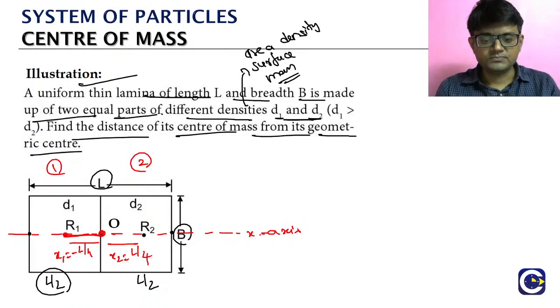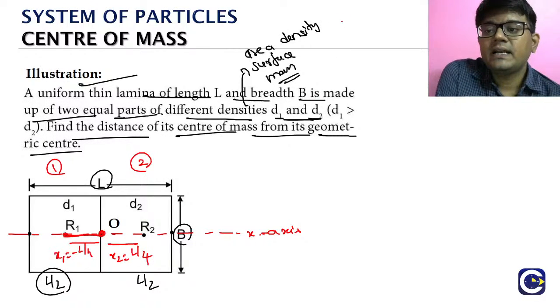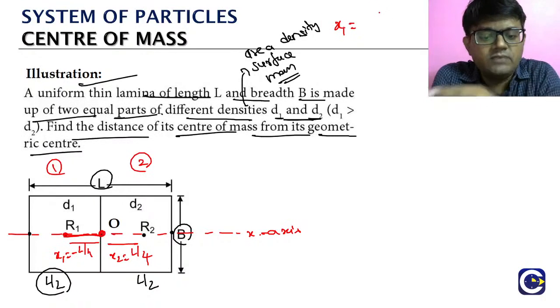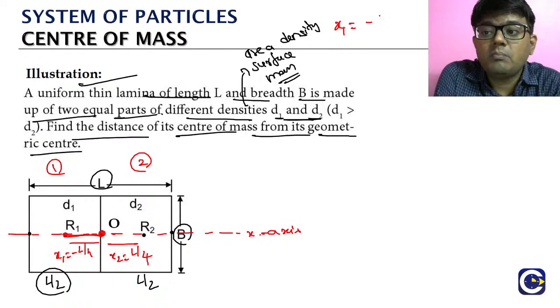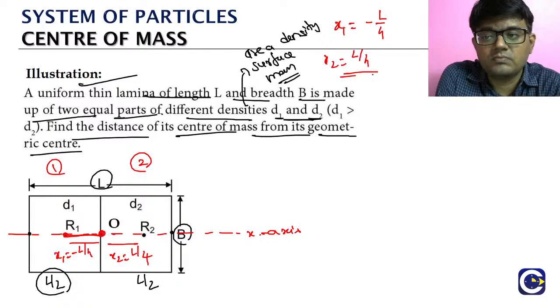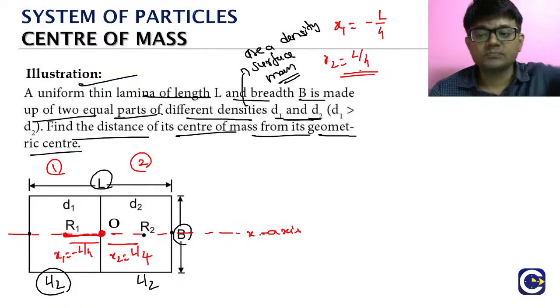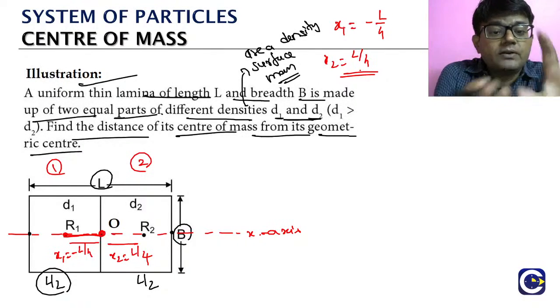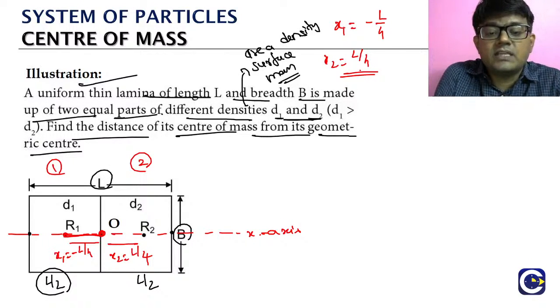Okay, so separately, what do we have? The center of mass of the first part, its x coordinate, because the y coordinate concept does not come here. The line we take as the axis line. So x1 is minus L/4, and x2 is L/4. Now what should we do? We can replace part 1 by the center of mass of it, and similarly replace part 2 by the center of mass of it.